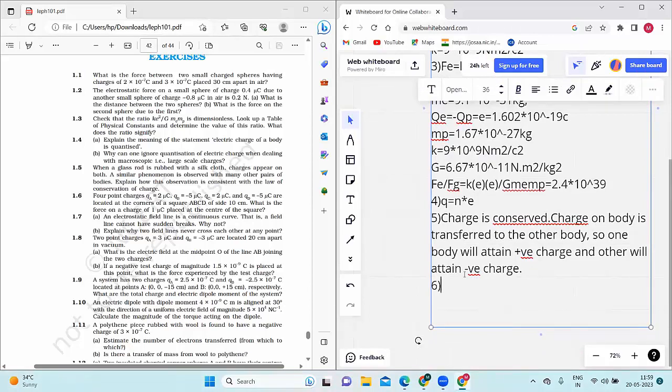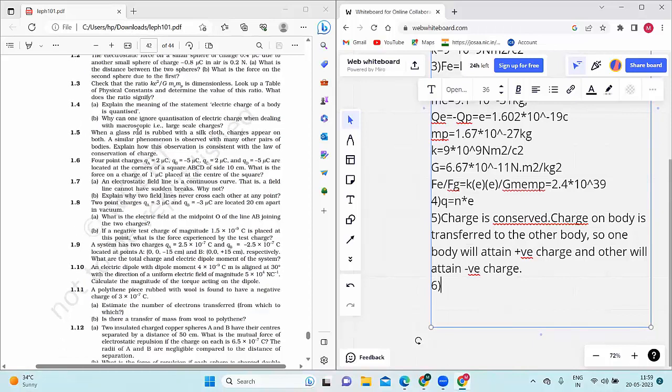Now we are going to the fifth question. Point charges QA, QB, QC, QD are located at the corners of a square ABCD of side 10 cm. What is the force on the charge of 1 microcoulomb placed at the center of the square?